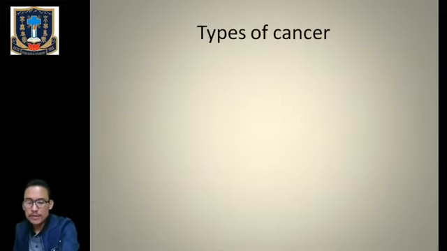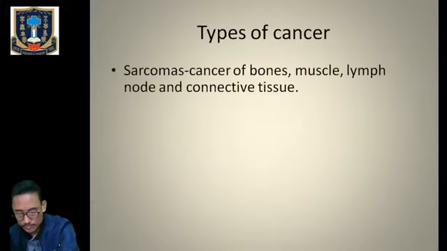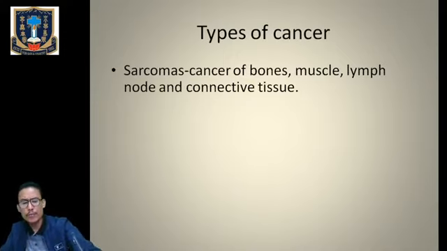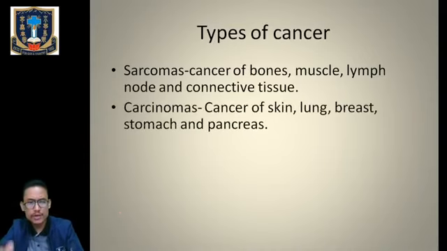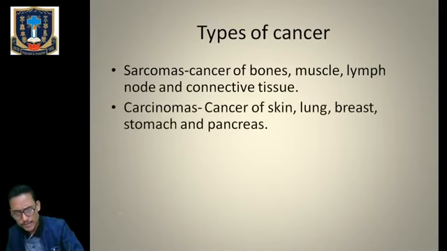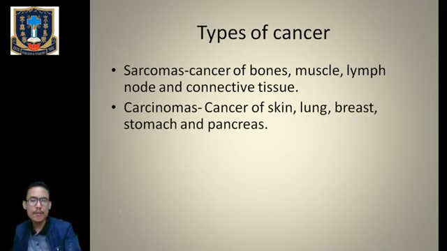Now let us check out a few types of cancer. First one, we have the sarcoma, the malignant growth arising in the tissues derived from embryonic mesoderm. So here we have the cancers of bone, muscles, lymph nodes and the connective tissues. Second one is called the carcinoma, the malignant growth of epithelial tissue or skin. For example, you have cancer of skin, cancer of lung, cancer of breast, stomach and the pancreas.